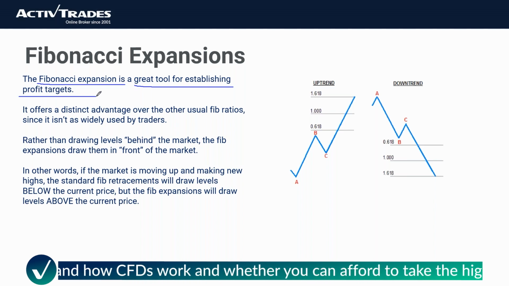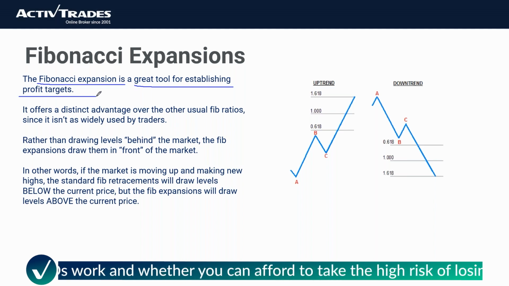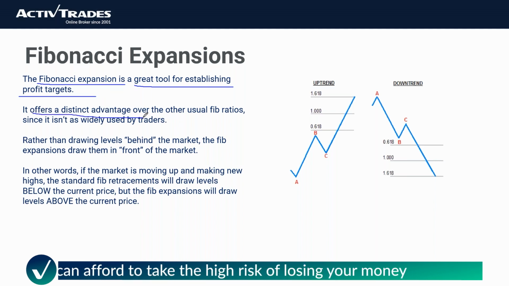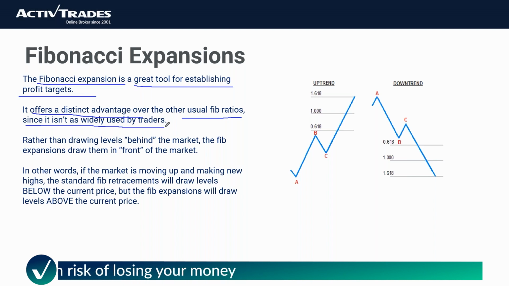The expansion is where we're looking for price to go to, where the highest likelihood of where prices will move to. And it offers a distinct advantage over the other usual fib ratios, since it isn't as widely used by traders. But, and this is something I utilize in my own trading myself, this is where I use Fibonacci myself.